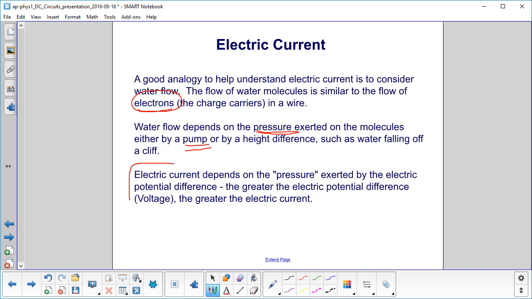Now electric current depends on the "pressure," and that's in quotes because we're dealing with an analogy, exerted by the electric potential difference, or voltage. The greater the voltage, the greater the current.